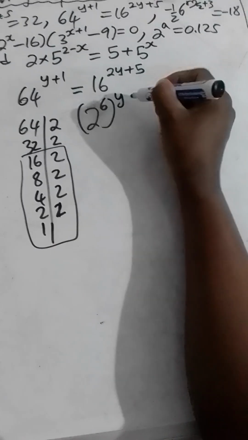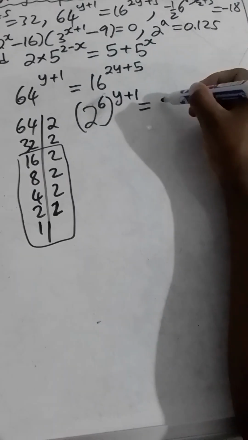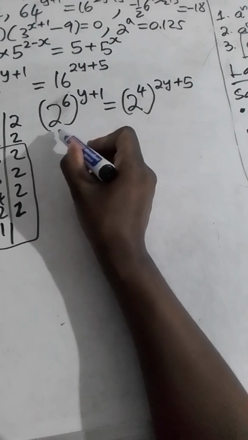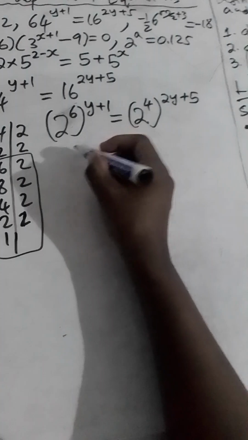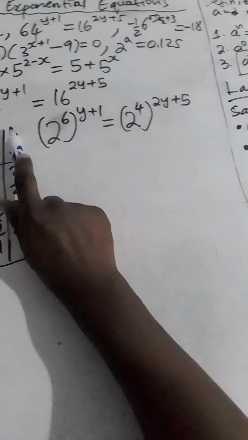So we have 2 to the exponent 6 times y plus 1 is equal to, and then for 16 we have 2 to the exponent 4, so 4 copies of 2 multiplied together, times y plus 5. Now with that we have what? The bases are the same. And also notice that we have a power of a power here as well. So that means that we are going to multiply the exponents to simplify. But we already know that the exponents should then be equal because these are powers that are equal because of the equal sign there, and they have the same base.